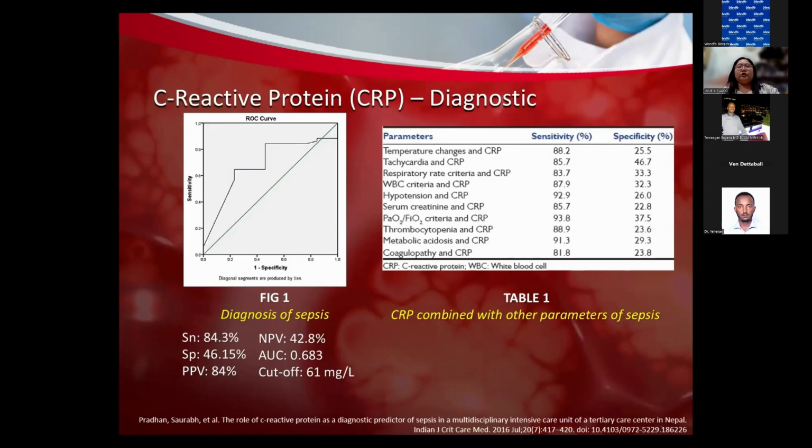And see that when combining with CRP, the sensitivity and specificity could not increase above that provided by CRP alone. So these results show that CRP, when used with its traditional cutoff, as suggested by the International Sepsis Definition Conference in 2001, which is two standard deviations, could be too non-specific and will probably include many non-infectious inflammatory conditions as well.